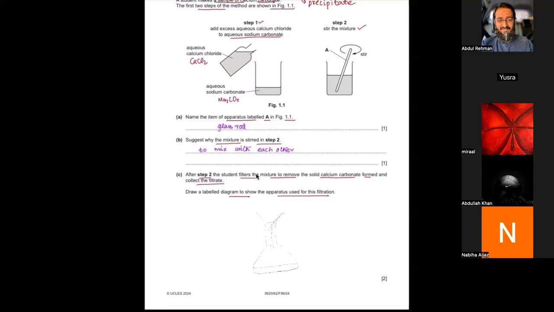So now you need to label it. Funnel, filtrate, conical flask.